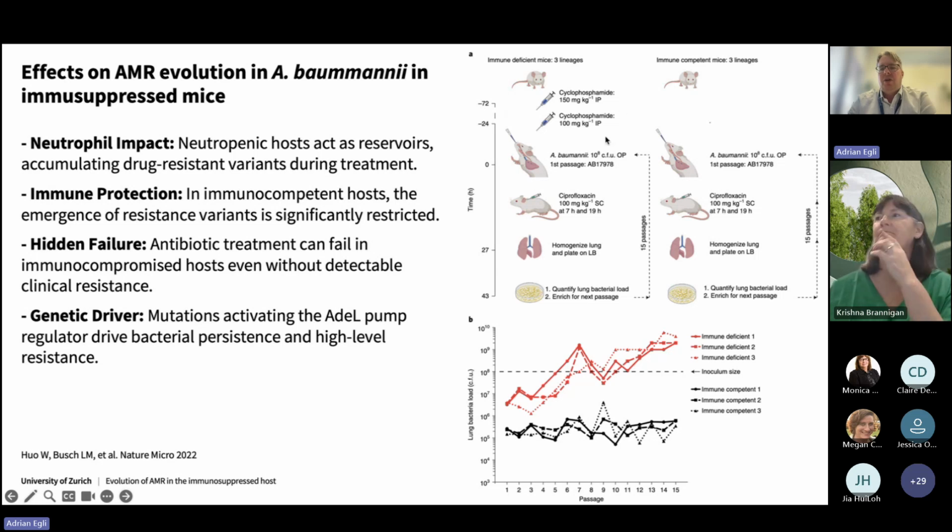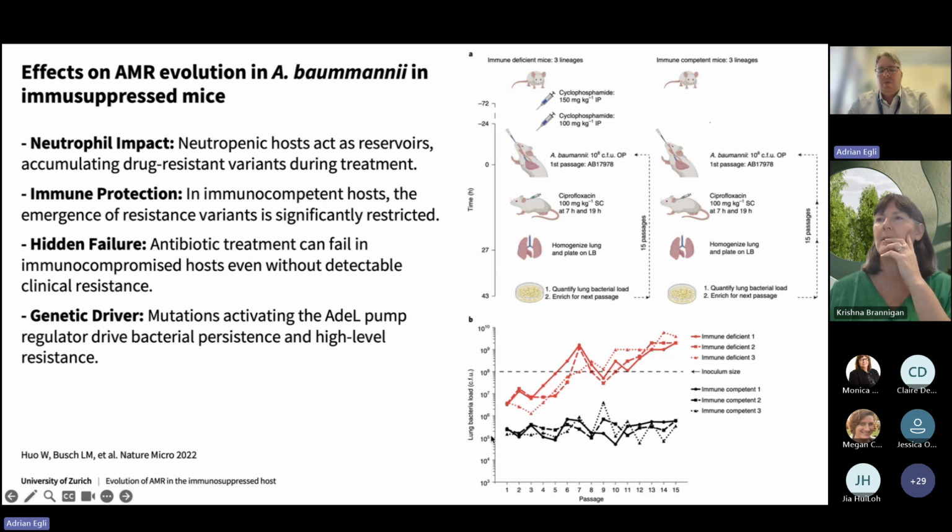And they treated them here, they inoculated them with 10 to the 8 colony-forming units of Acinetobacter baumannii, and then they treated the mice with ciprofloxacin. After some time, they homogenized the lungs and plated the lung material on LB agar plates and quantified the lung bacterial loads. And what you can see here is that the immunocompetent mice had a relatively stable concentration over different passages.